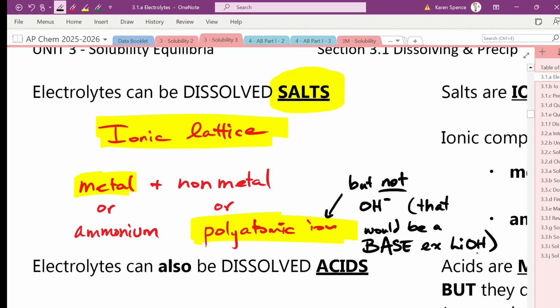LiOH, NaOH, Ca(OH)2, bases. Ionic lattices, metal plus polyatomic ion, but they are not considered salts. They are considered bases. Yes? Yes.